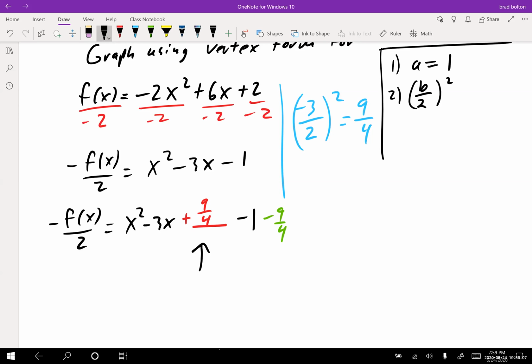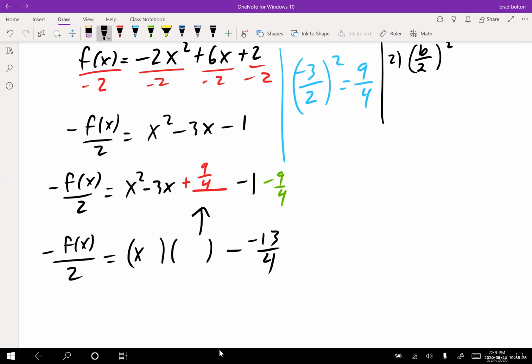So now let's rewrite negative f of x over 2 equals, now this should be factorable now. And then 9/4 negative and 1 negative, that's what, negative 13 over 4, right? So now this factors to x and x. Now here's where you might say that this is really hard. How do you factor fractions? Well, you don't even have to stress about it, because whatever you had in here before you squared it, that's actually what goes right there and there. So now this is already factored for me.